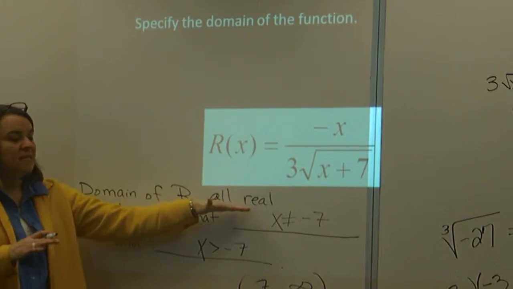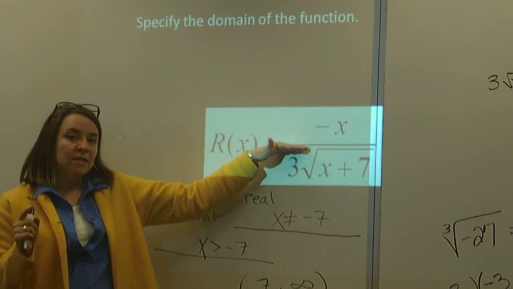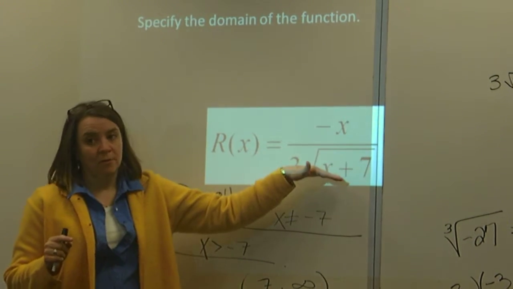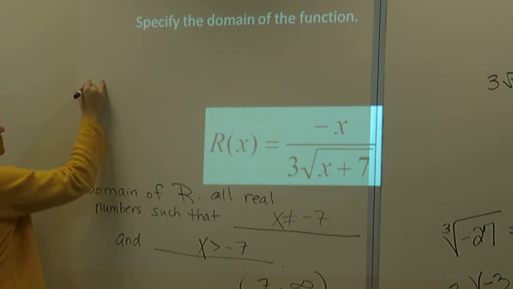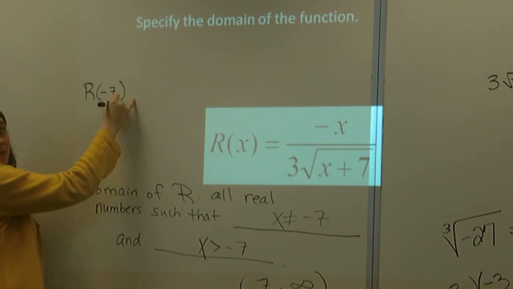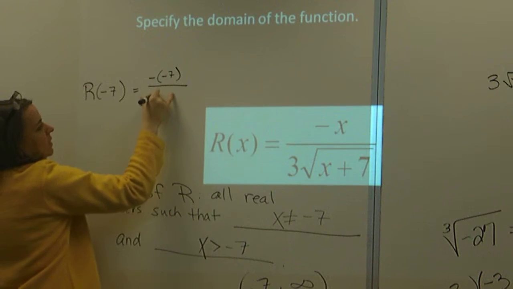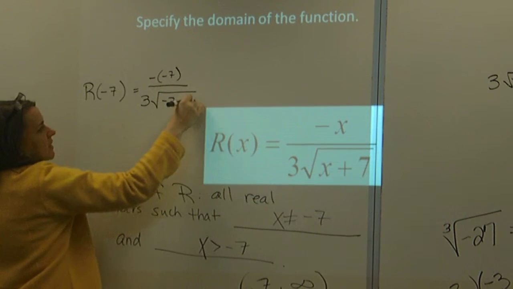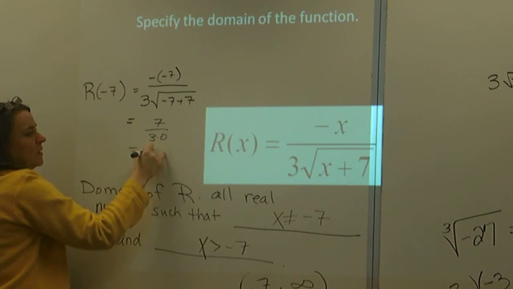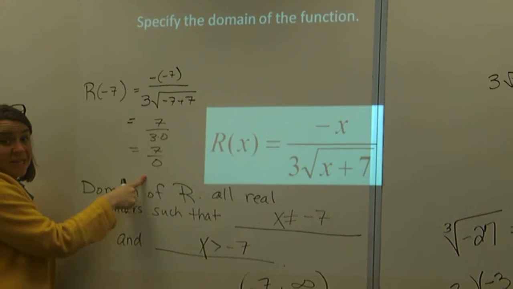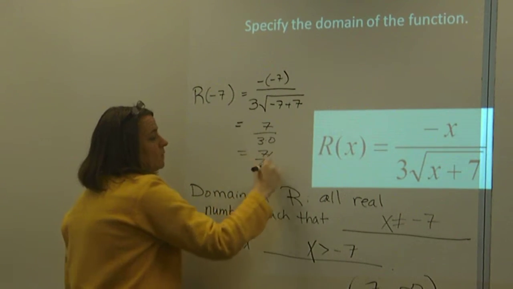So the domain is all real numbers for which the quotient's defined. And the only time we would have a problem is if the denominator was 0. Okay. For example, r of -7 would be the opposite of -7 over 3 times radical of -7 plus 7. And we get 7 over 3 times 0. And that's going to give us an error on the calculator. R isn't defined at -7, so we have to write undefined.